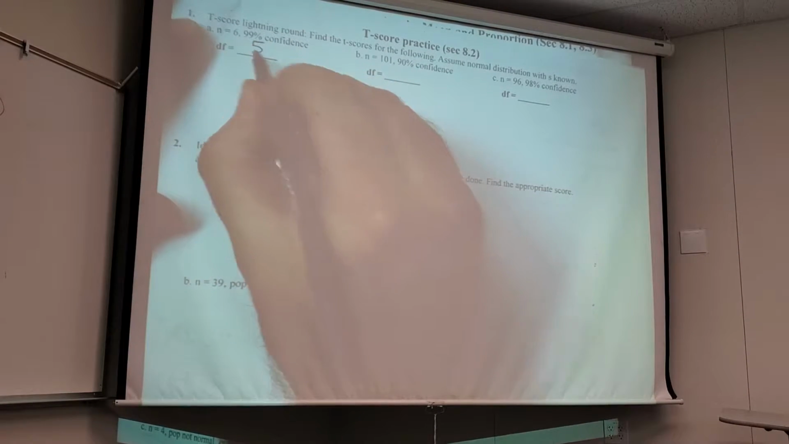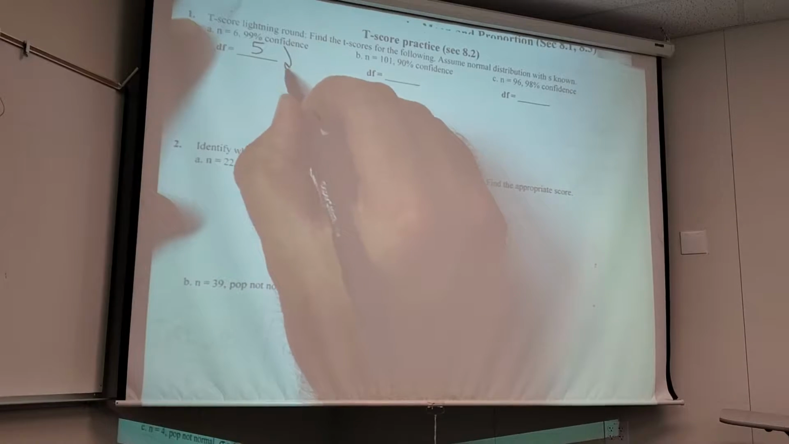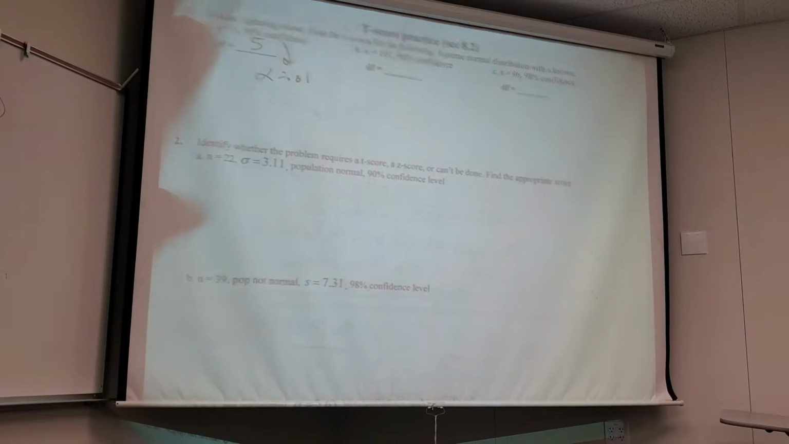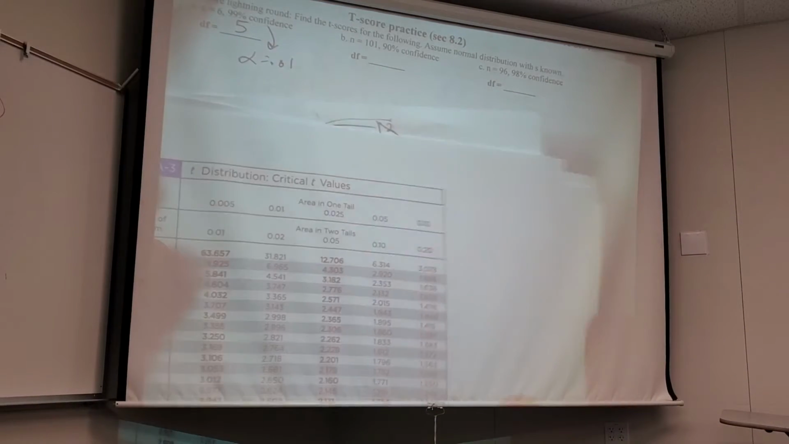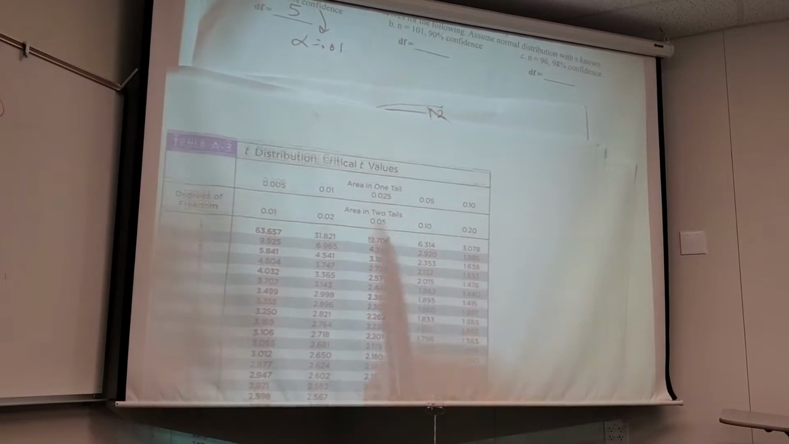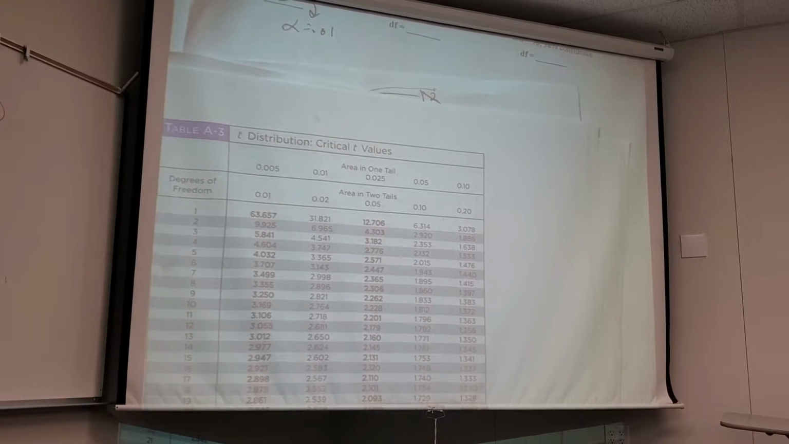Degrees of freedom here is 5. Alpha is 0.01. So then 0.01 and 2 tails. Now real quick, just to give you a bigger perspective as to why this is set up this way.